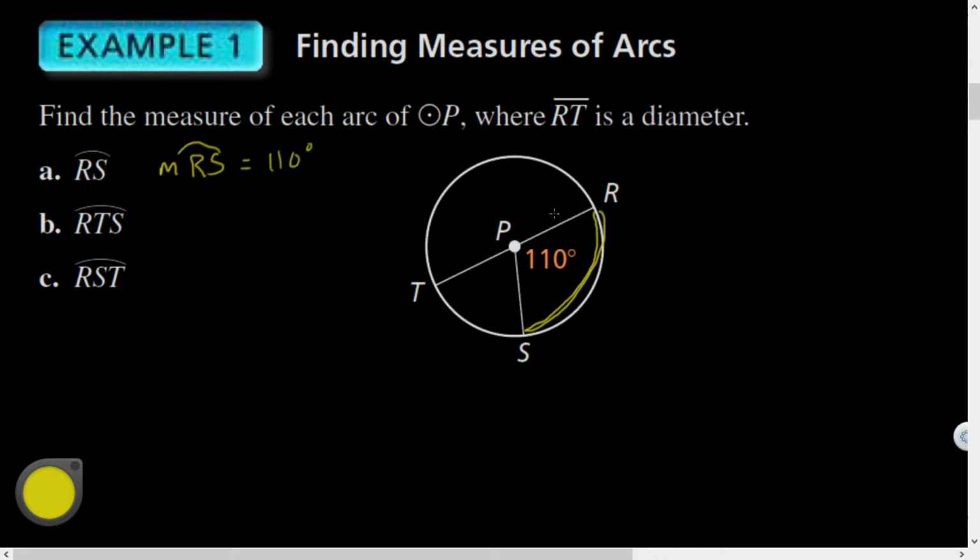Let's have Aiden help me out with RTS, which looks like it's going to be the major arc. So, Aiden, what are you thinking, and how could you find that? What was your answer? 250. How did you come across that? I like it. Yeah, subtract 110 from 360.